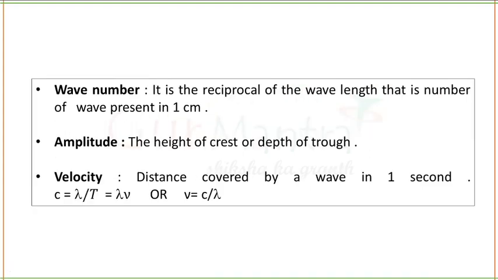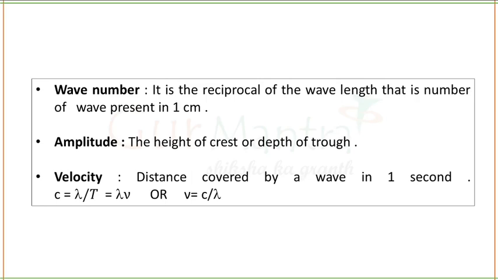Next term we have wave number. Wave number is simply the reciprocal of wavelength, which means nu bar. Nu bar is the representation of wave number. Nu bar is equal to 1 by lambda. Next we have amplitude. As we have seen, the height of crest or depth of trough is known as amplitude.